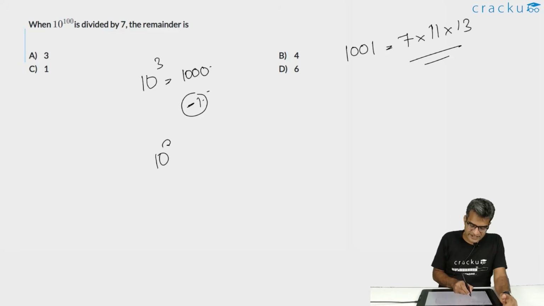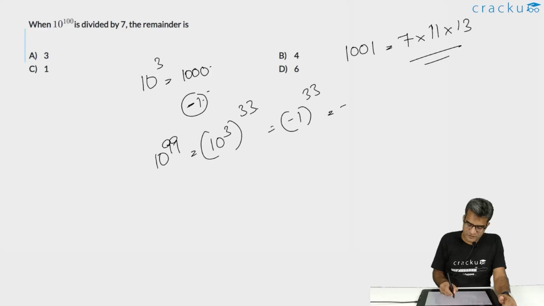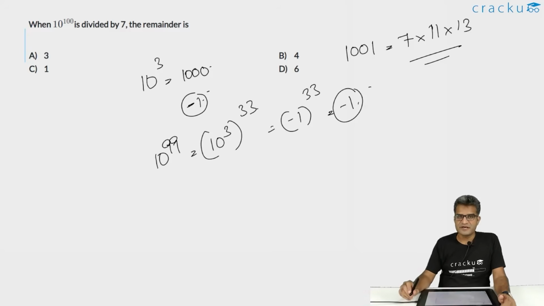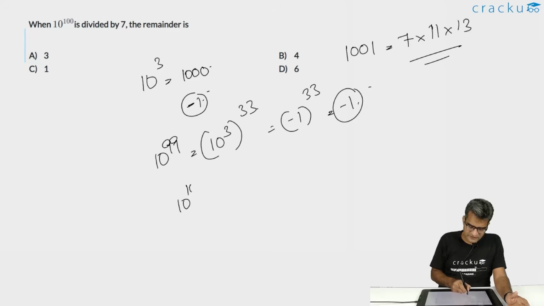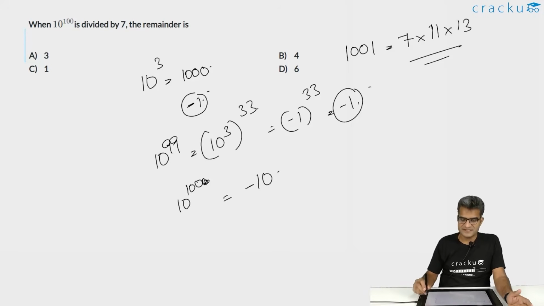So 10 to the power 99, which is equal to 10 cube whole to the power 33, will leave a remainder of -1 to the power 33, which is equal to -1 when divided by 7. So 10 to the power 100 will leave a remainder of -10. -10 essentially is, when you are dividing it by 7, it is basically 14 minus 10, which is equal to 4. -10 you can also say is equal to -3, but we want the remainder to be positive when we are actually submitting the answer.